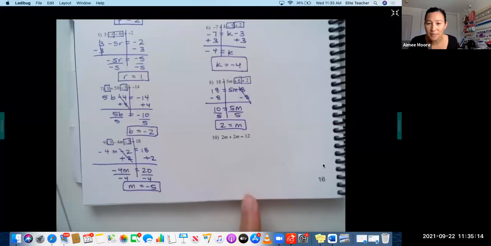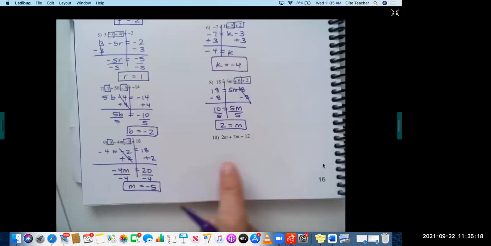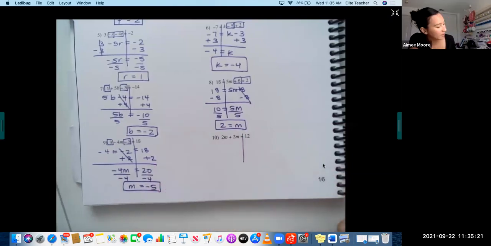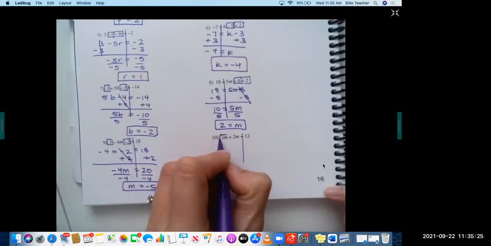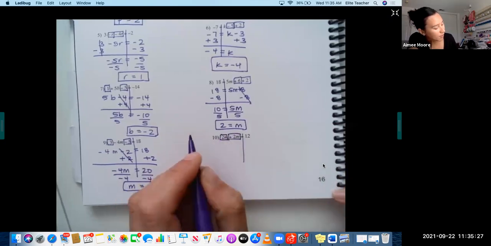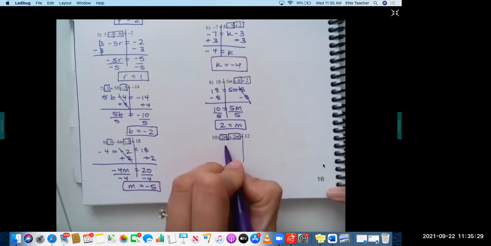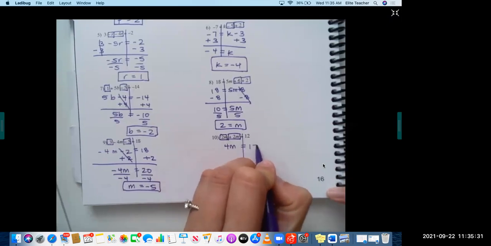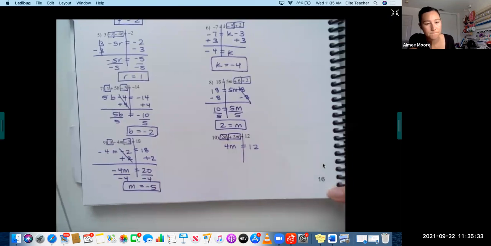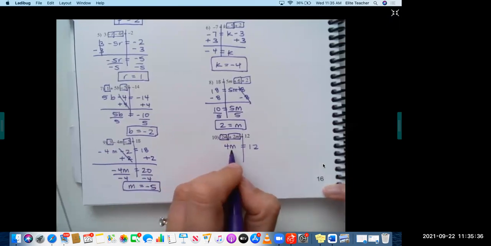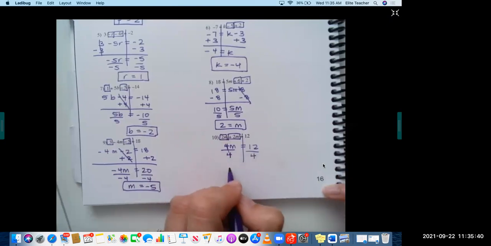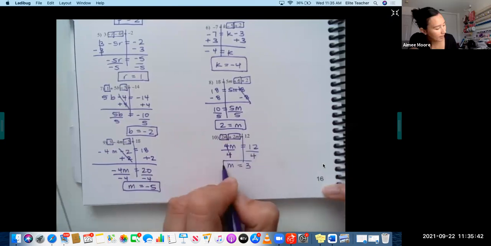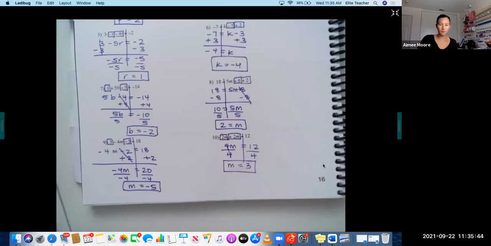Emma, I think, did you have number 10? Yes. Okay, what did you do? What could you combine? I could combine both 2m's. Very good, which gave you 4m. Excellent. Then what did you do? I divided 4m by 4, and that gave me m equals 3. Excellent. Thank you.